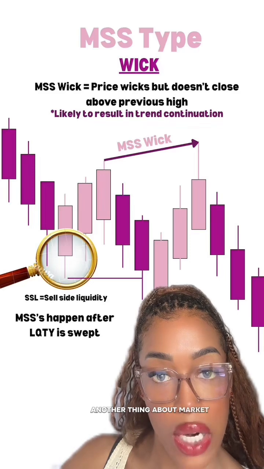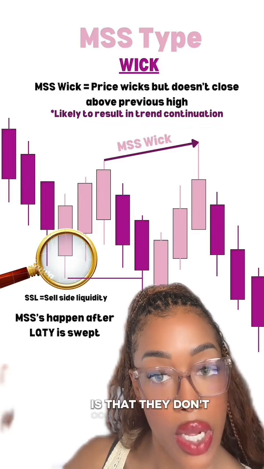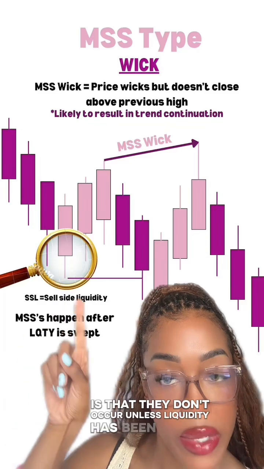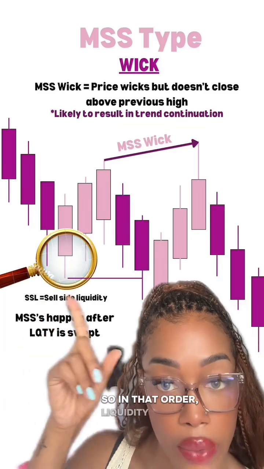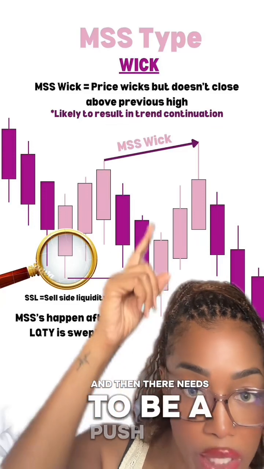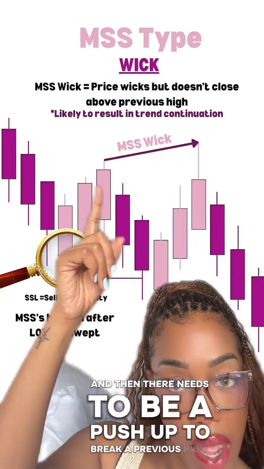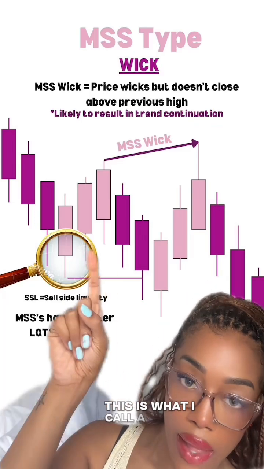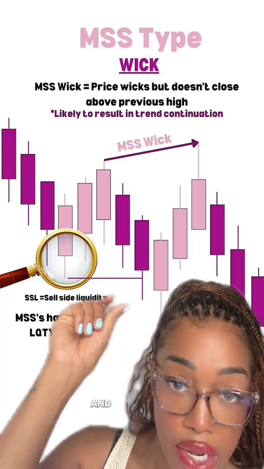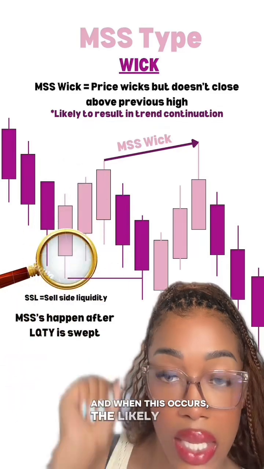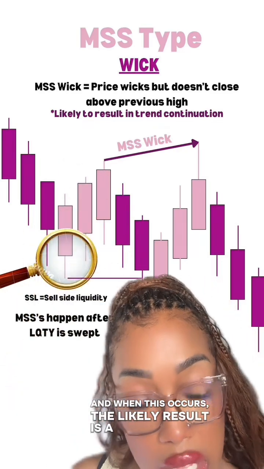Another thing about market structure shifts is that they don't occur unless liquidity has been swept. So in that order, liquidity needs to be swept, and then there needs to be a push up to break a previous high. This is what I call a market structure wick. And when this occurs, the likely result is a continuation.